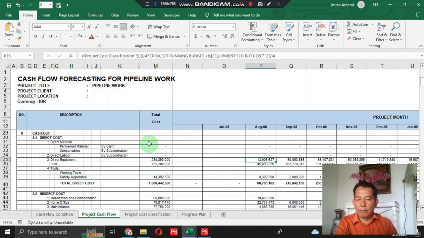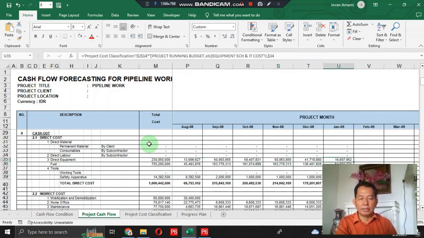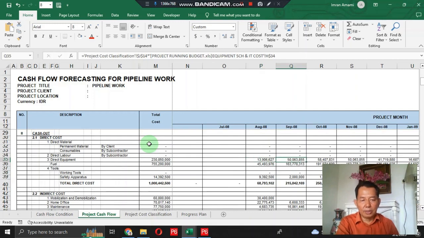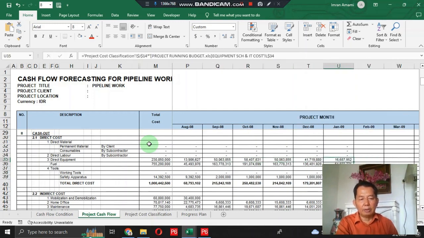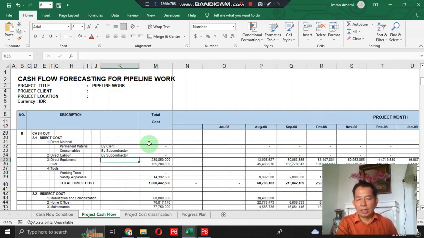Okay, so for direct equipment, fuel, working tool, and safety apparatus, you should allocate for 6 months as per the project schedule here, starting from August 2008 and to be completed in January 2009.